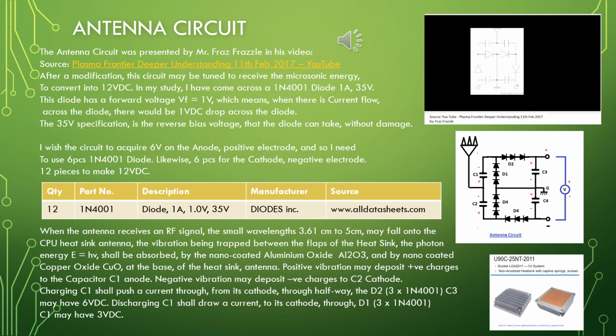Positive vibration may deposit positive charge to the capacitor C1 anode. A negative vibration may deposit negative charges to C2 cathode. Charging C1 shall push a current from its cathode through halfway the D2, 3 times 1N4001. C3 may have 6 volt. Discharging C1 shall draw a current to its cathode through D1, 3 times 1N4001. C1 may have 3 volt DC.